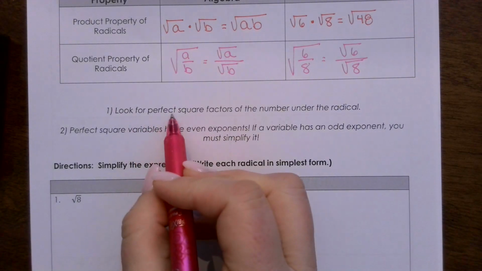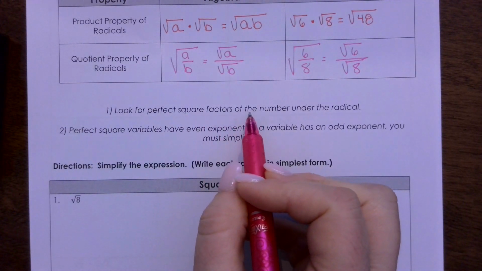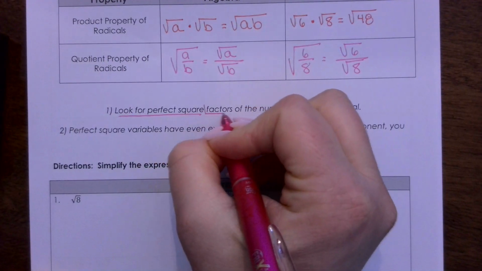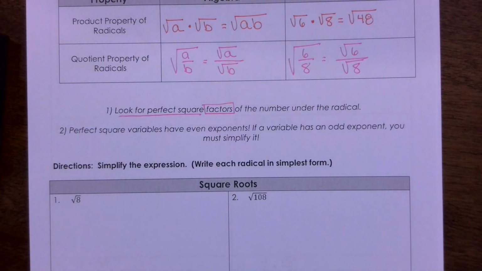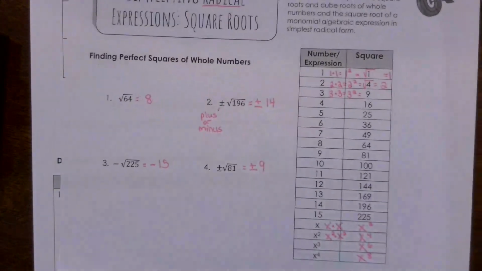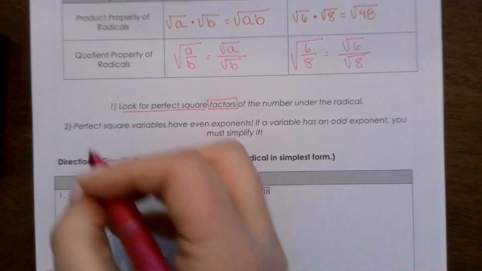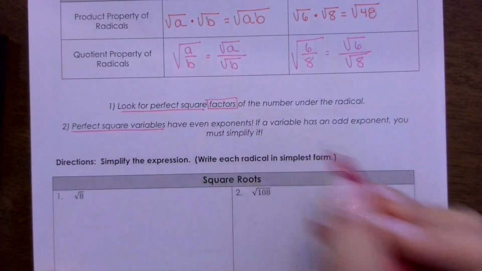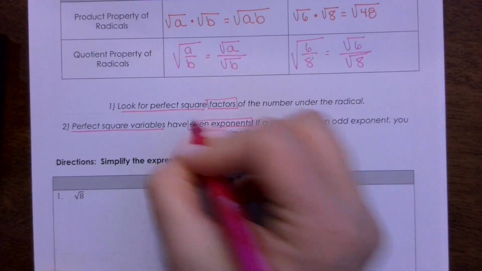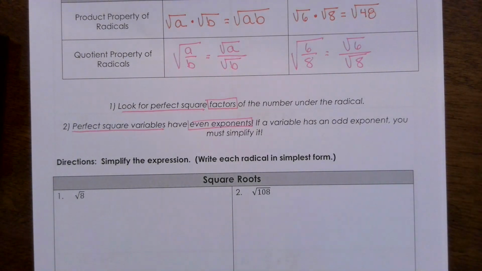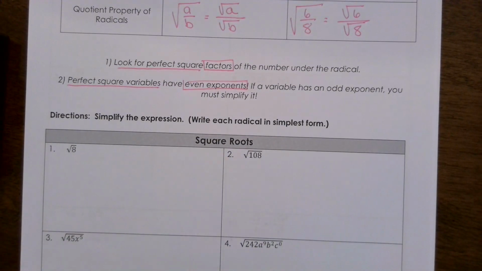If I look for perfect square factors of the numbers under the radicals, that is my first step. So I'm going to have to know how to break down numbers to find perfect square factors. Remember, my perfect square factors are 1, 4, 9, 16, 25, 36, 49, 64, and so on. Then I need to find perfect square variables, and they have even exponents. If I have a variable with an odd exponent, I'm going to have to simplify it. That's a lot of words. Let's see what it looks like in practice.